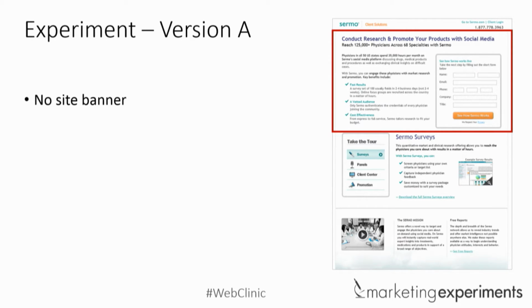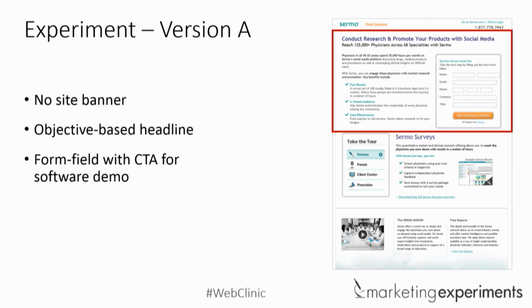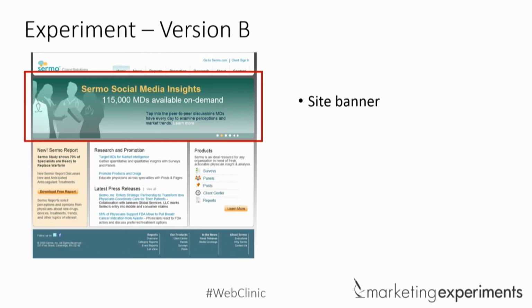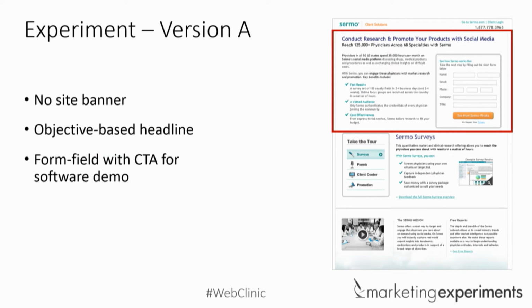So here's one. Here's a page, kind of a standard page template, version A. There's no site banner. If you see this, it's just kind of almost a landing page style approach here. You've got kind of an objective-based headline. I'm not going to say too much. You can just look at the page on the right and just kind of absorb it and just think about what impact this might have on generating leads.